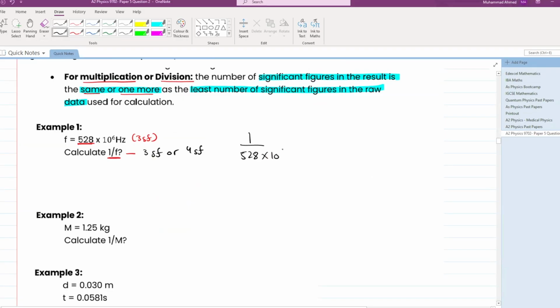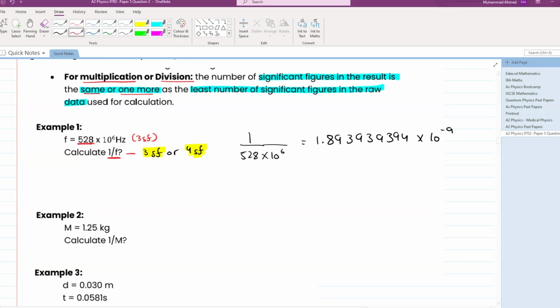1 divided by frequency will be equal to 1 divided by 528 into 10 raised to the power of 6. Can you calculate this answer? This gives you a value of 1.8939393939 into 10 raised to the power of minus 9. Obviously, you will not be writing such a big value. You will be limiting your answer till either 3 significant figures or 4 significant figures.